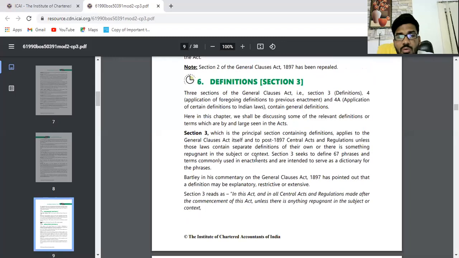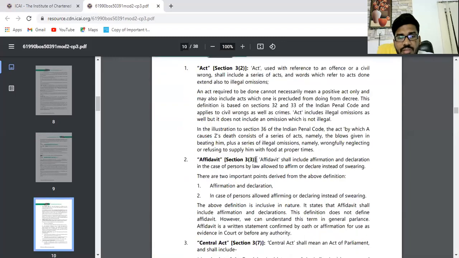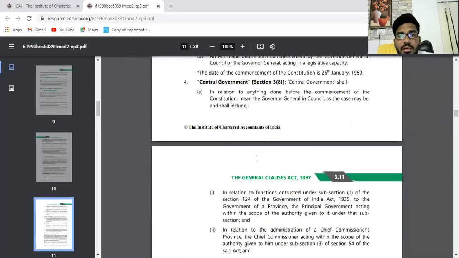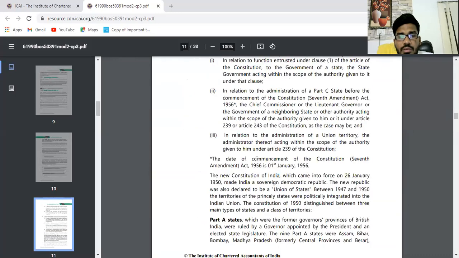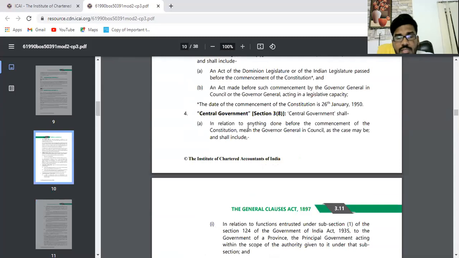Out of the definitions, we are discussing one definition now, that is central government. Listen, sir. Central government is defined in Section 3, clause 8. In that particular section, we define the central government in two categories: one is before 26 January 1950, and the other is after 26 January 1950.